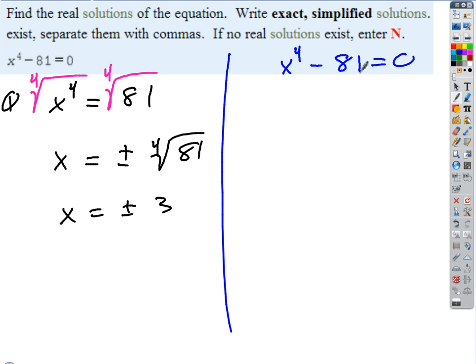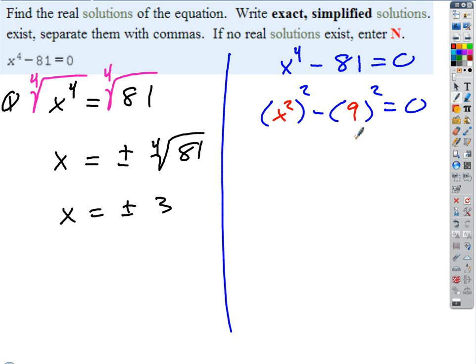And this is the one we talked about the other day because it doesn't fit a difference of cubes. But I could make this fit a difference of squares. I could write that as something squared minus something squared. What's my first something? X squared. X squared squared is x to the 4th, right? 81 is just 9 squared.